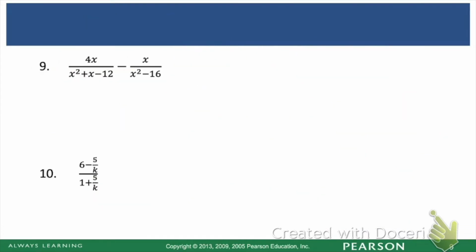Number 9, it's a little uglier. You're subtracting, so when you add or subtract, you need a common denominator. And I need to factor before I can see my common denominator. So factor both of your denominators, and let's see if we can find a common denominator.